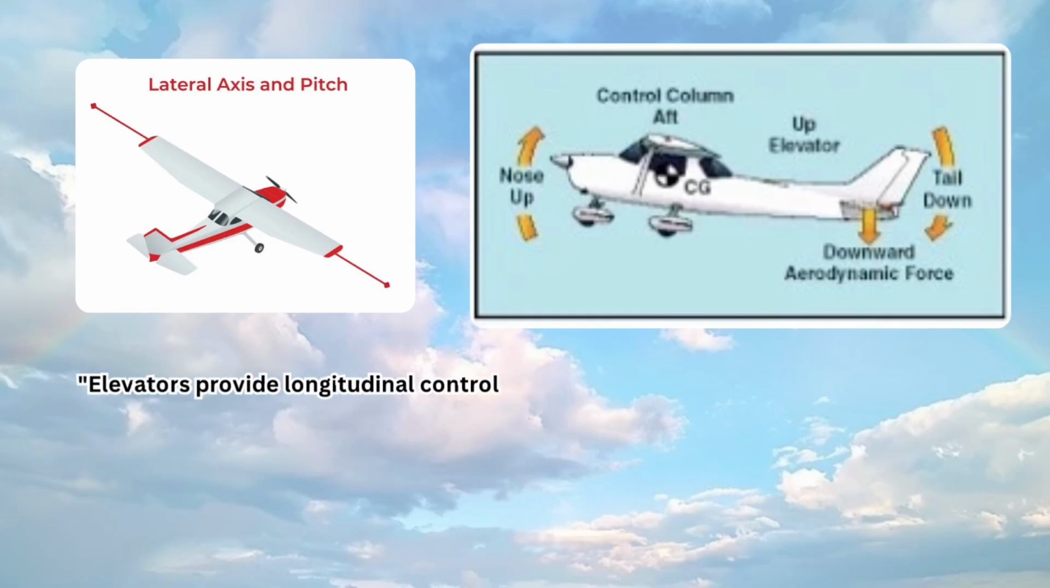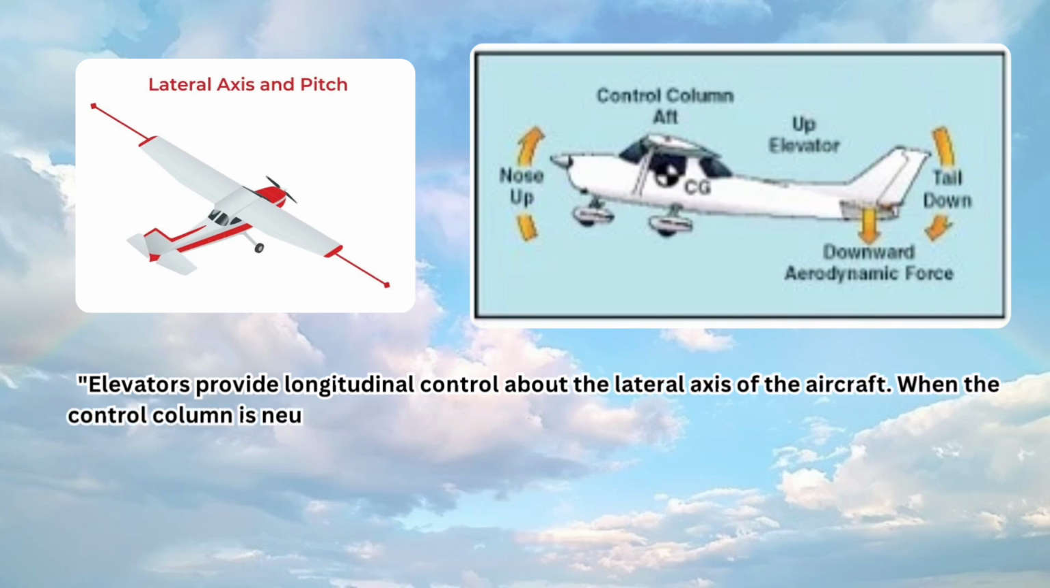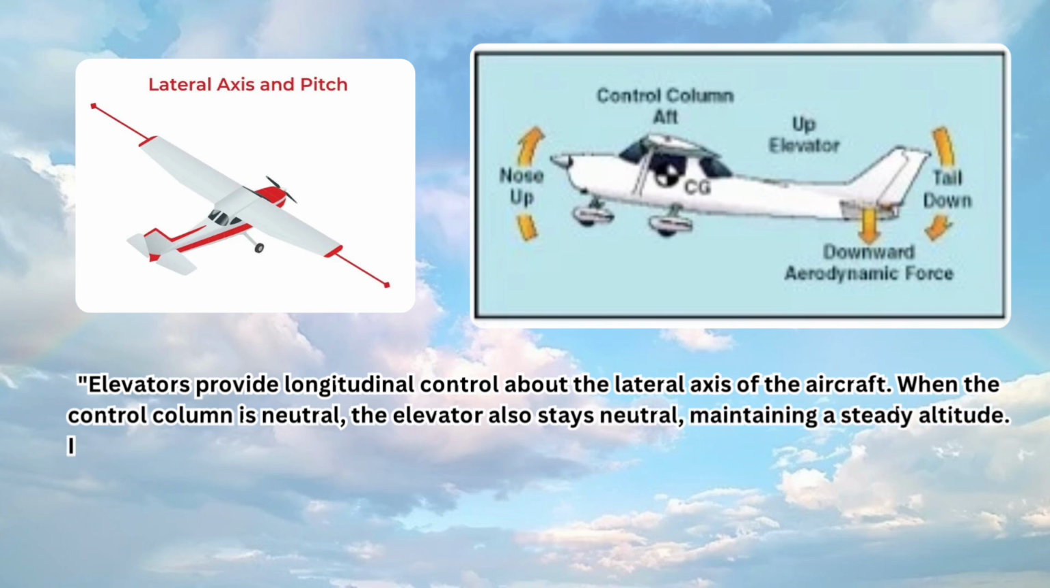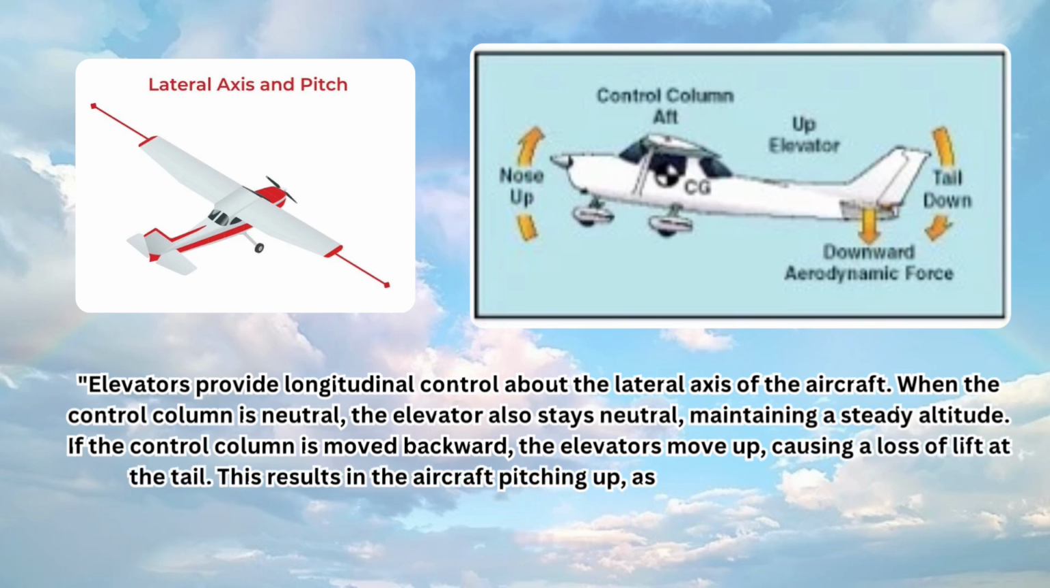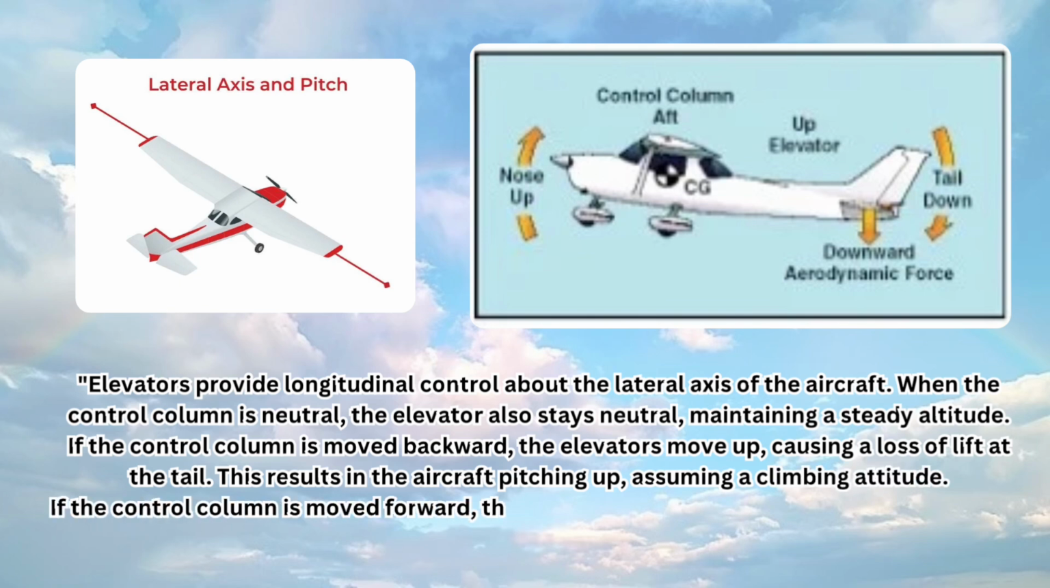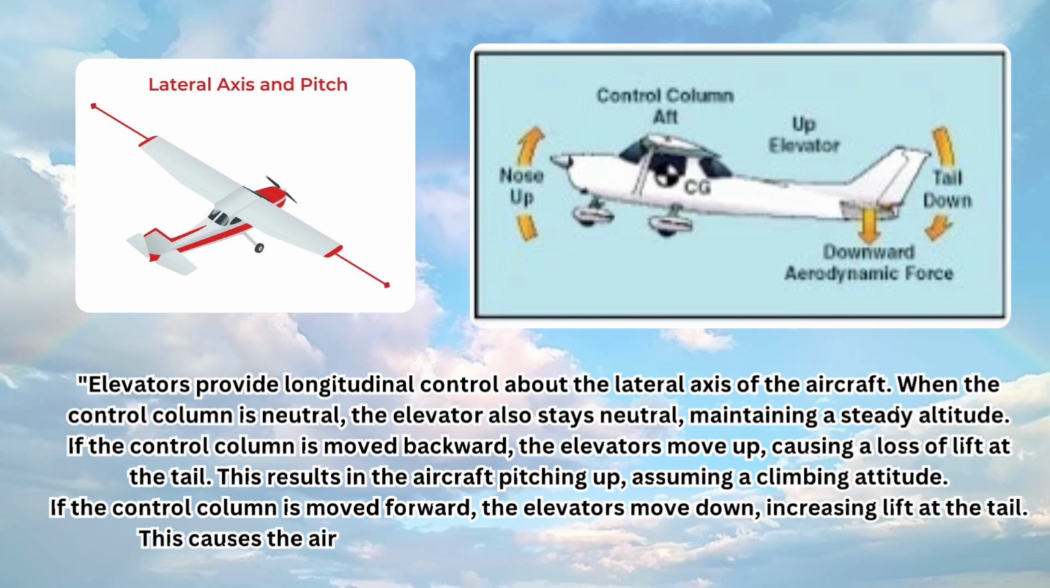Elevators provide longitudinal control about the lateral axis of the aircraft. When the control column is neutral, the elevator also stays neutral, maintaining a steady altitude. If the control column is moved backward, the elevators move up, causing a loss of lift at the tail. This results in the aircraft pitching up, assuming a climbing attitude. If the control column is moved forward, the elevators move down, increasing lift at the tail. This causes the aircraft to pitch down, moving into a descending attitude.